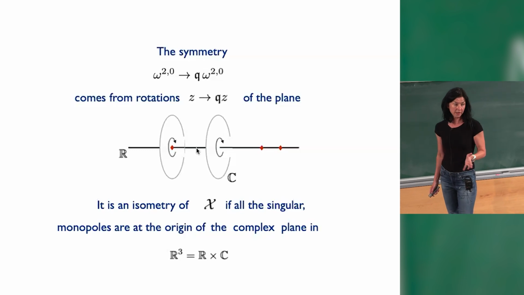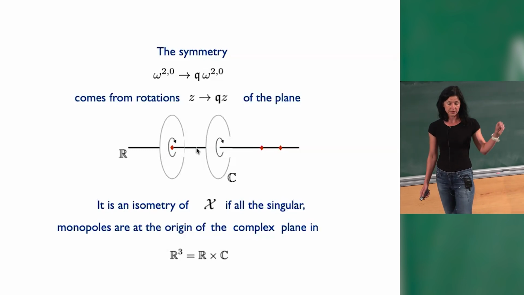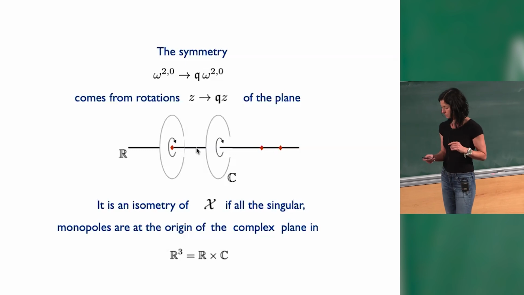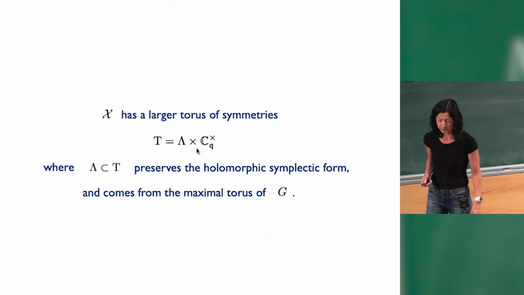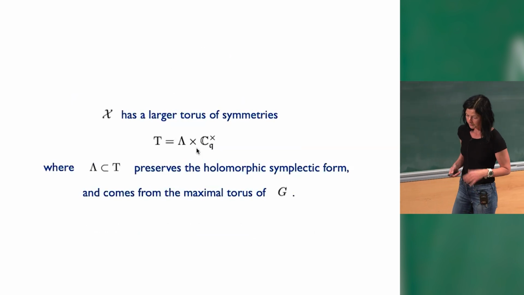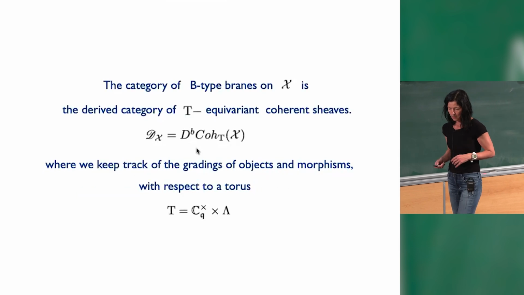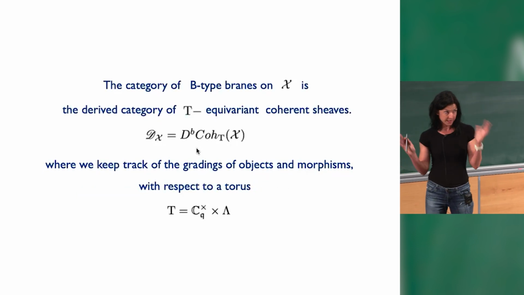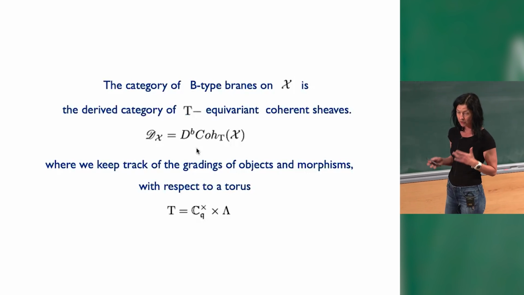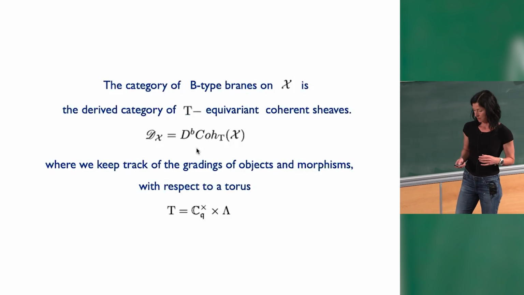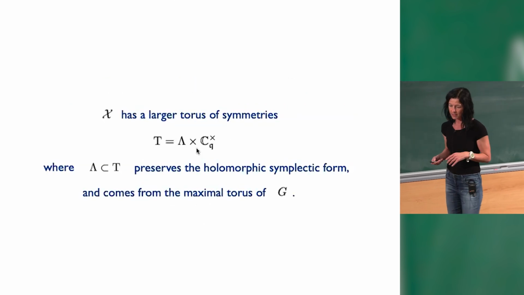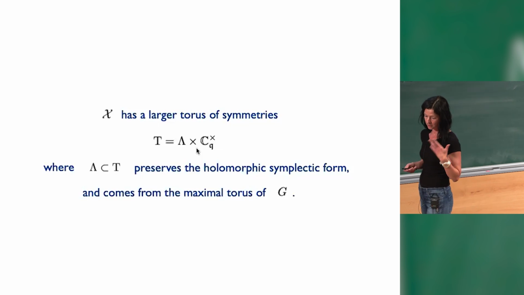And it will be an isometry if you choose all the singular monopoles to lie at the origin of this extra complex plane. So this X has a larger torus of symmetries, which we'll call T. The category of B-type branes on X that we'll consider is the derived category of T equivariant coherent sheaves. Lambda is a part of the torus that preserves the holomorphic symplectic form and comes from the maximal torus of G.